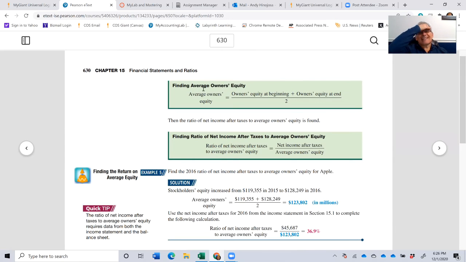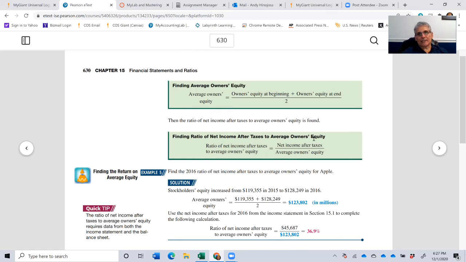Often we're asked to find the average of a particular dollar or account. And whenever we're talking about the average, we may have the ending balance, but we're saying, well, how do we get the average balance? The way we do that is we figure out what we started off with, what is the beginning, and then we add to that the ending, and we divide it by 2. So if we know how to compute the average, then we can use that average as a computation for another ratio. As an example, this is finding the ratio of net income after taxes to average owner's equity.